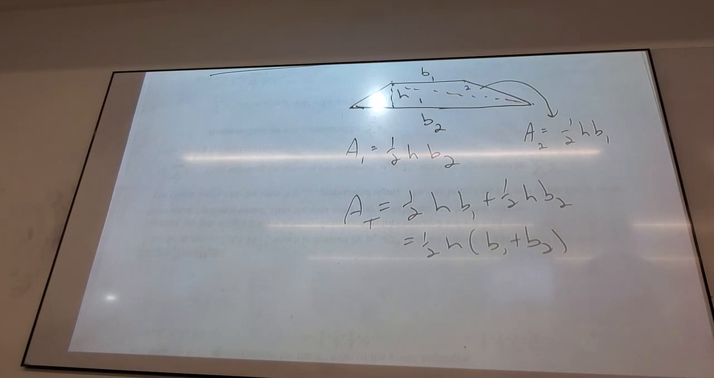So for the rectangle, the height was the function value, yes? And all I needed was a width. This one, I'm going to need a little bit more. So you're all very excited, okay.